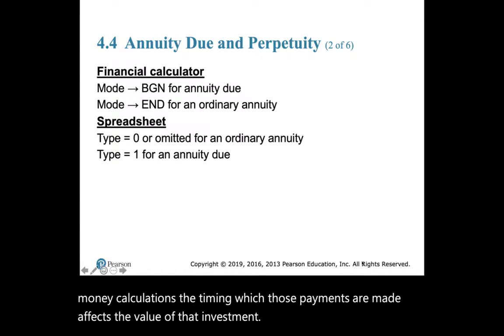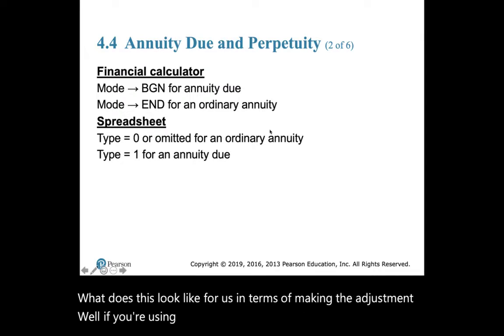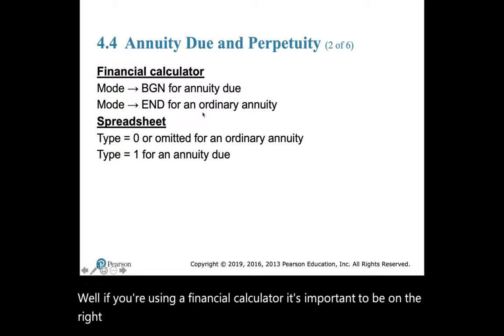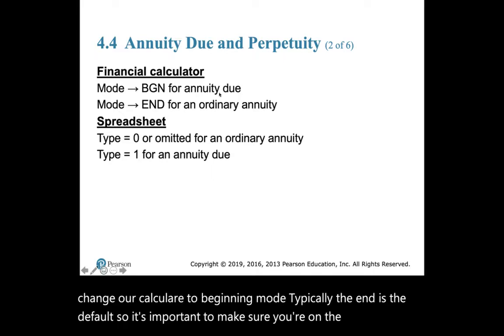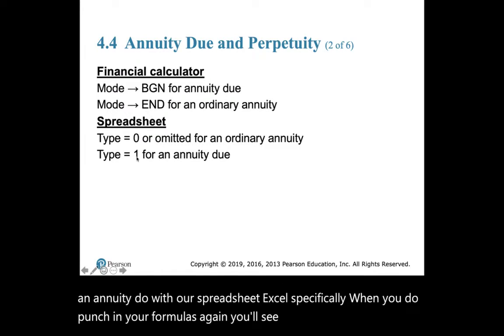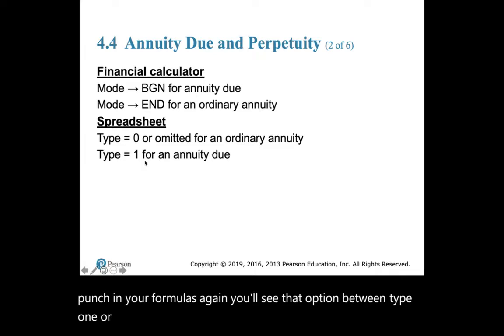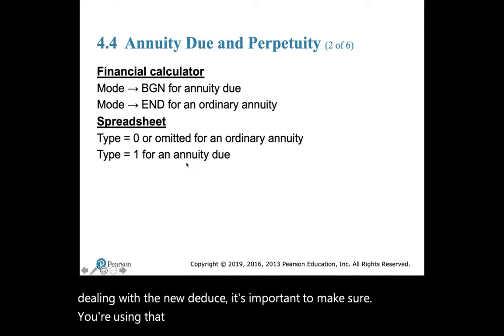What does this look like in terms of making the adjustment? If you're using a financial calculator, it's important to be on the right mode. If we're dealing with annuity dues, we need to change our calculator to beginning mode. Typically, the end is the default, so make sure you're on the beginning for an annuity due. With Excel, when you punch in your formulas, you'll see the option between type 1 or 0. Type 1 is annuity due, so if we are dealing with annuity dues, make sure you're using that type. So that's a nice disclaimer for you.